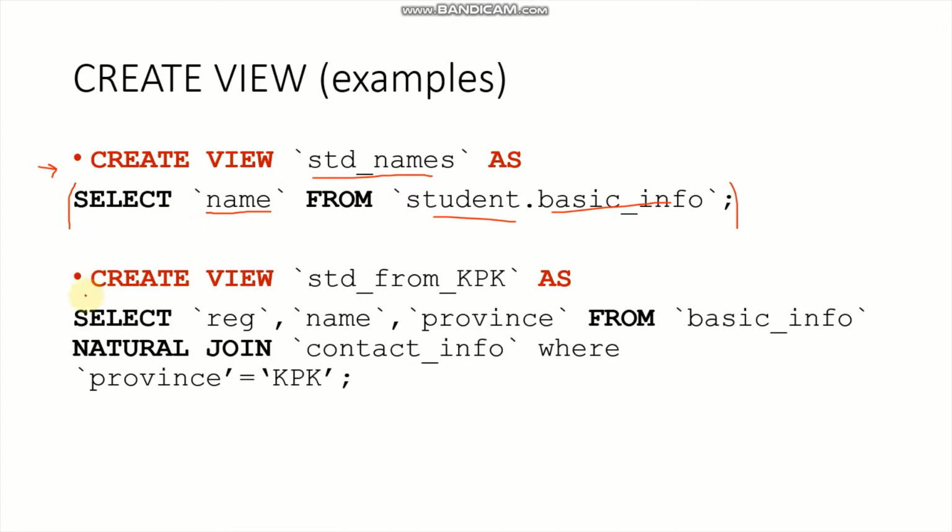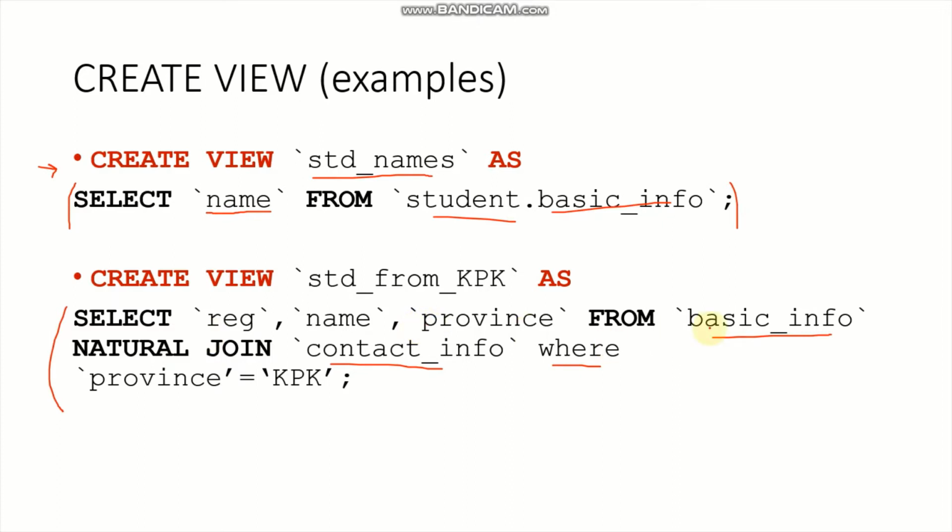In the second case, we are making a new view and we name it student_from_KPK, and this view is using a bit longer select statement. It is using a natural join between basic_info and contact_info. These are two tables, and we also have a where clause in this statement. According to this select statement, we will get registration number, name, and province from two different tables.